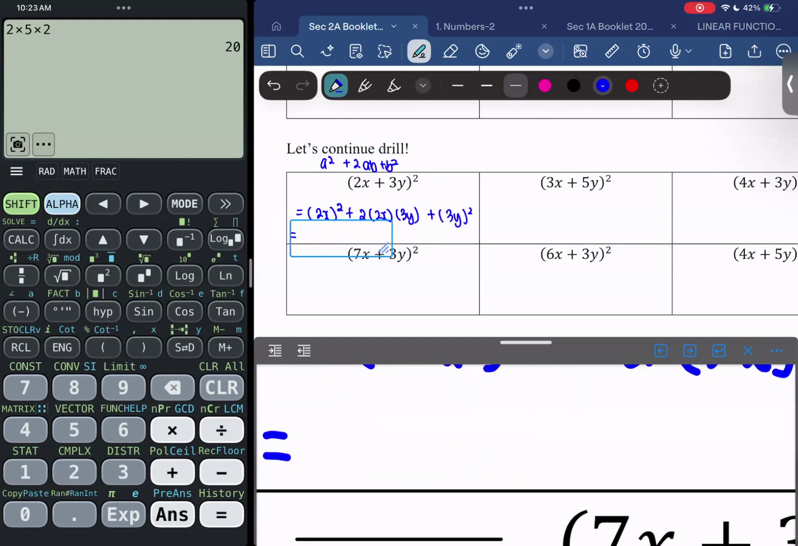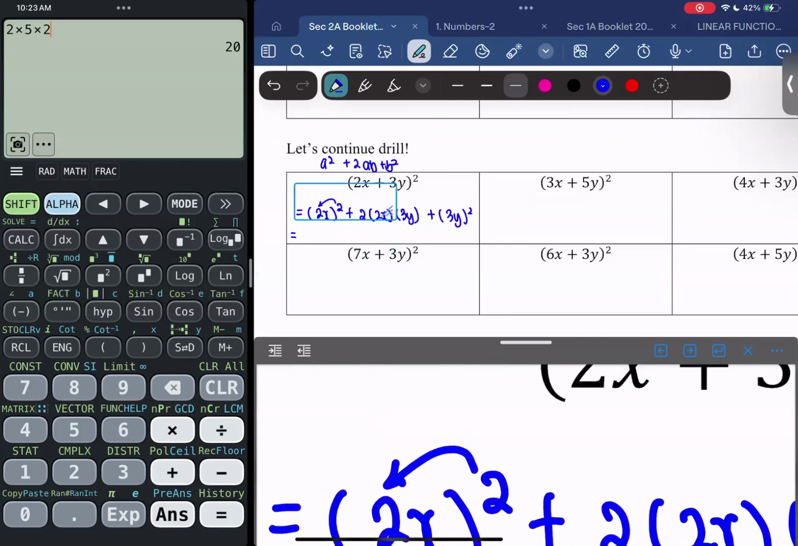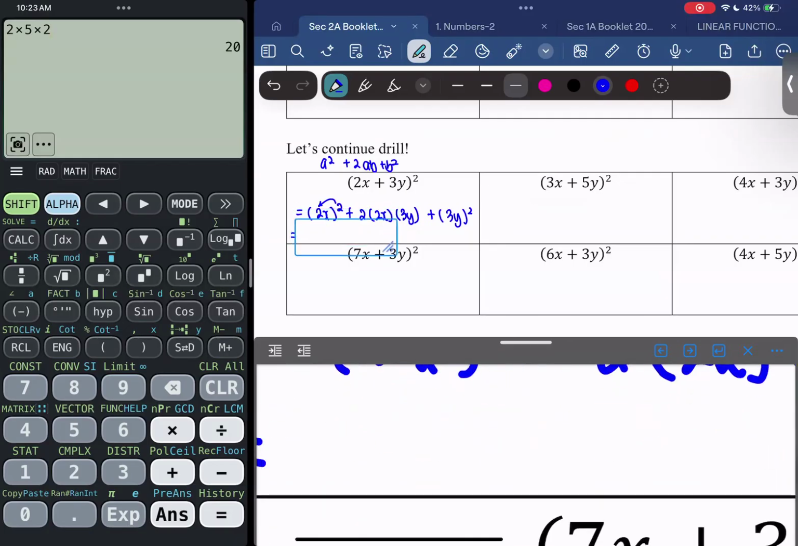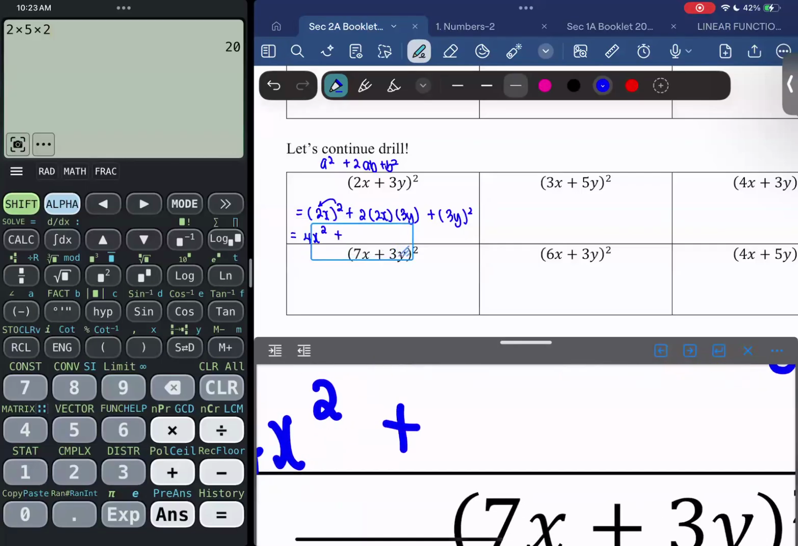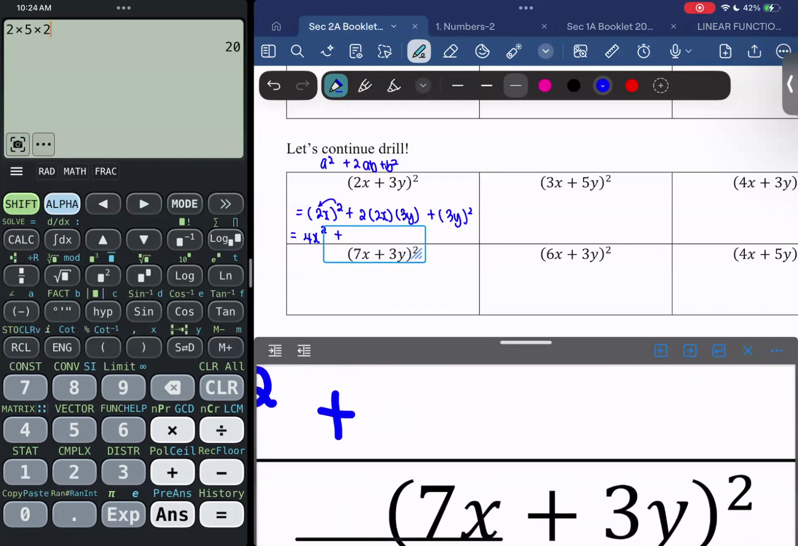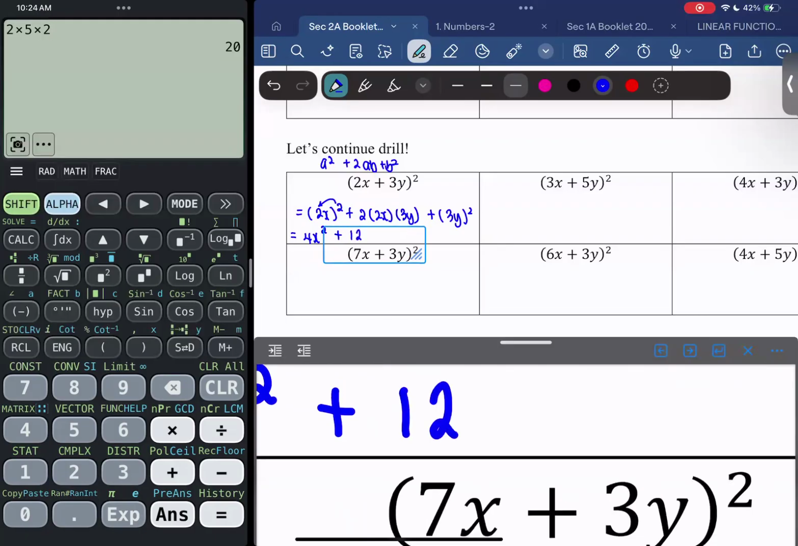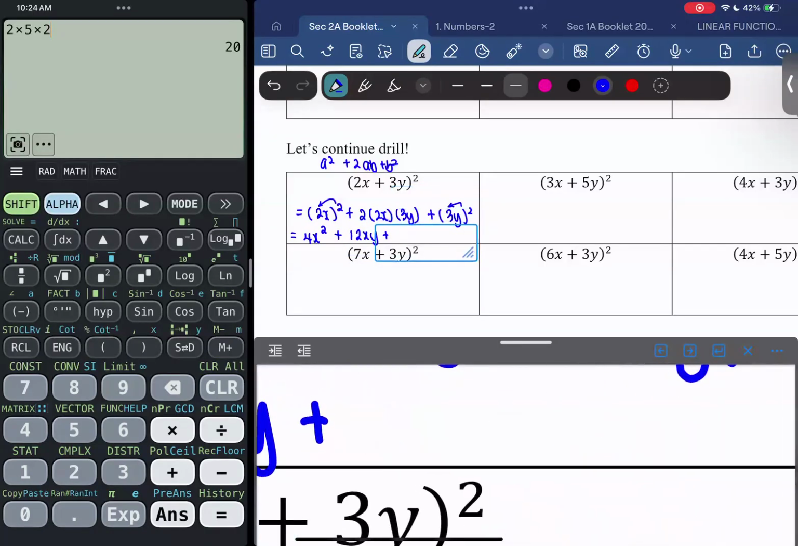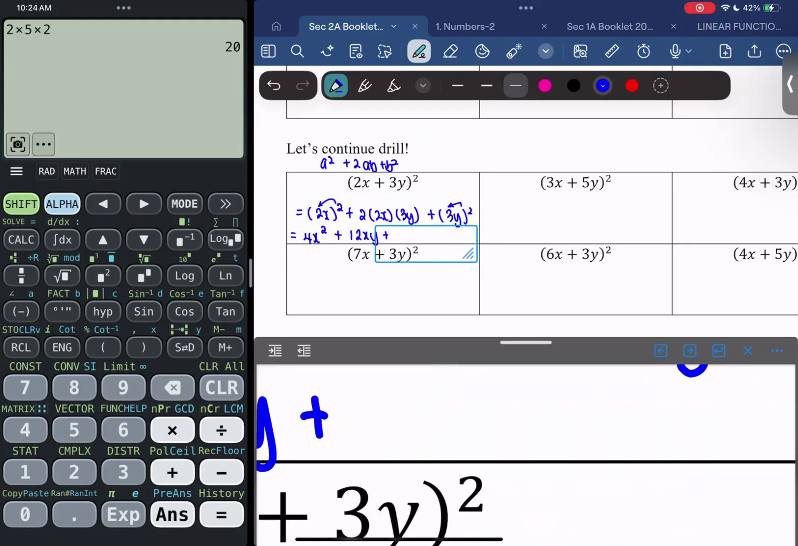Then when we expand, what do you get, Asher? 2x squared plus, you expand. Remember, the 2 belongs to the 2, not 2x squared. 4x squared plus 2 times 2 times 3 in the calculator. 2 times 3 is 12. 12xy. Then plus 3y squared. Wrong. Not 6y squared. 3 squared is 9. 9y squared. Yeah, nice.